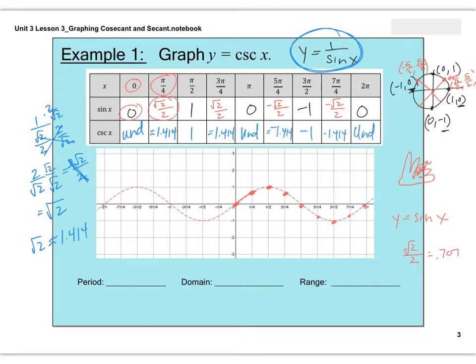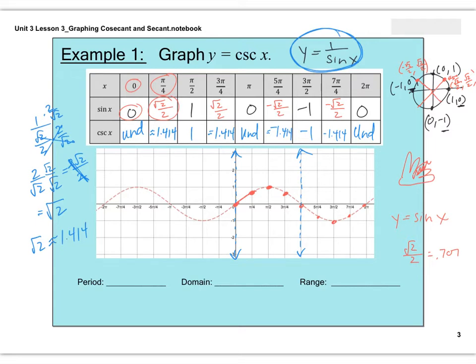Now, every time you see the word undefined, you can't have any values at those points. So at radians of 0, I'm going to put a dotted line here. And that's just representing that I can't have any points at 0 radians. The next one I see is at pi. Pi is also undefined for cosecant. So I'm going to put another vertical line here. These are called vertical asymptotes, and it's basically just showing you cannot have any values there.